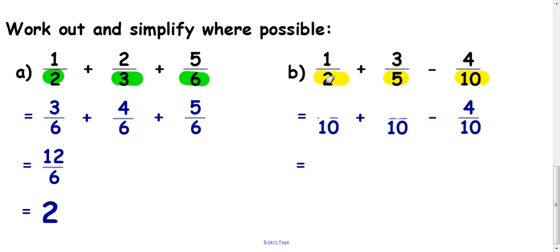Times by 5. So do the same to the top, that's going to become 5 tenths. How do you get from fifths to tenths? You double it, or times by 2, do the same to the top. And all I need to do now is add and subtract the top. So 5 tenths adds 6 tenths, that's 11 tenths. And I want to take away 4, and that leaves me with 7 tenths.